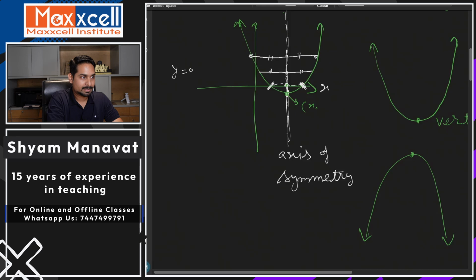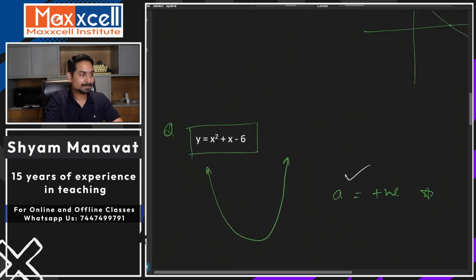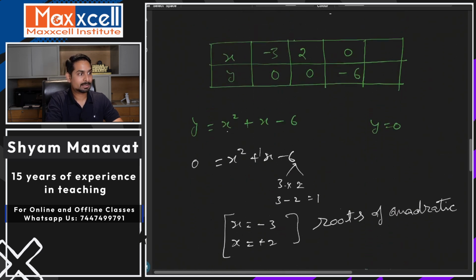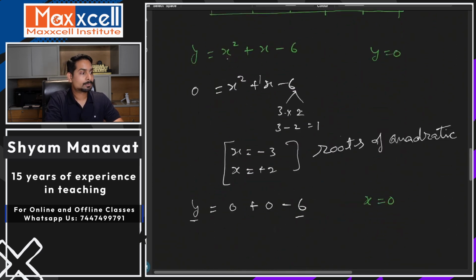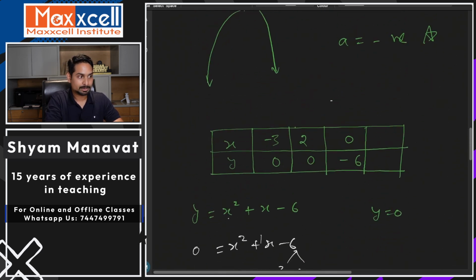This is the axis of symmetry, it passes through the midpoint of the roots and also passes through the vertex, correct? That means for the vertex coordinates, the x coordinate has to be the midpoint of the roots alpha and beta. Let me draw this for this particular equation and show it to you again. So here for y equal to 0, I got minus 3 and 2.